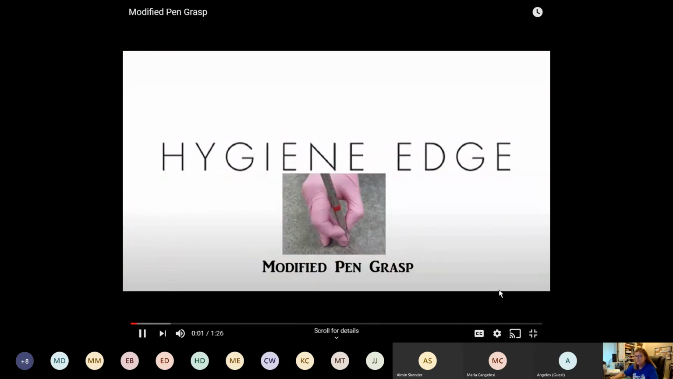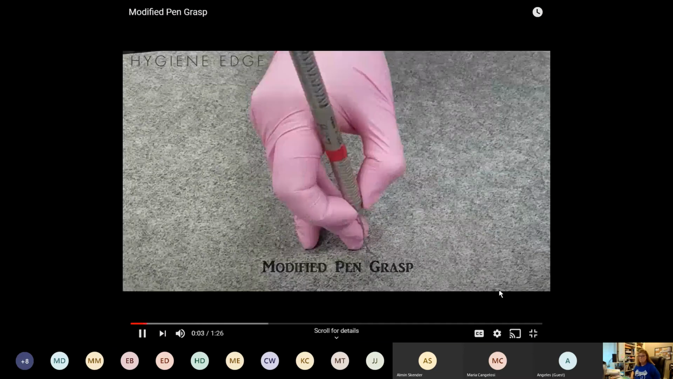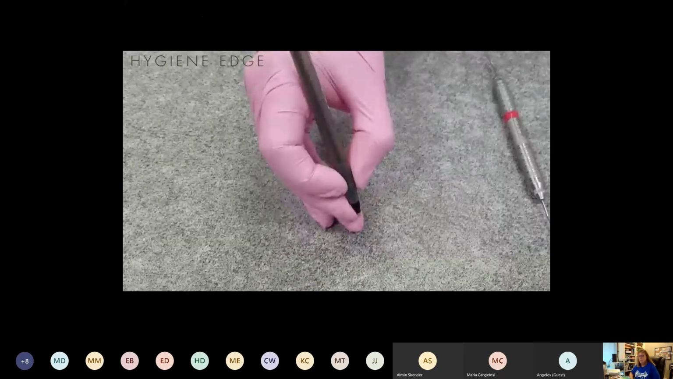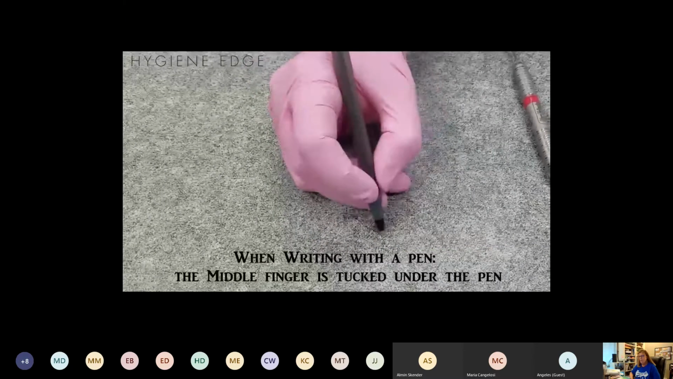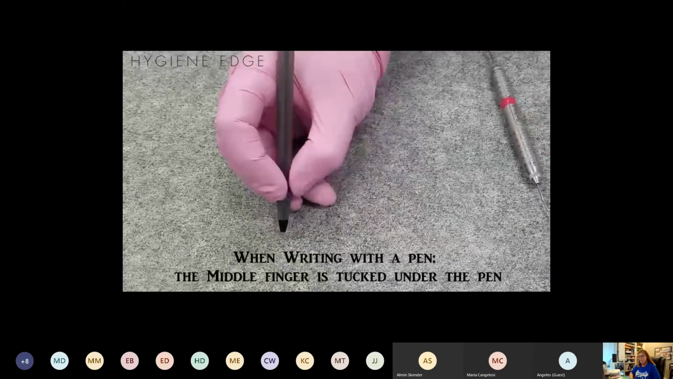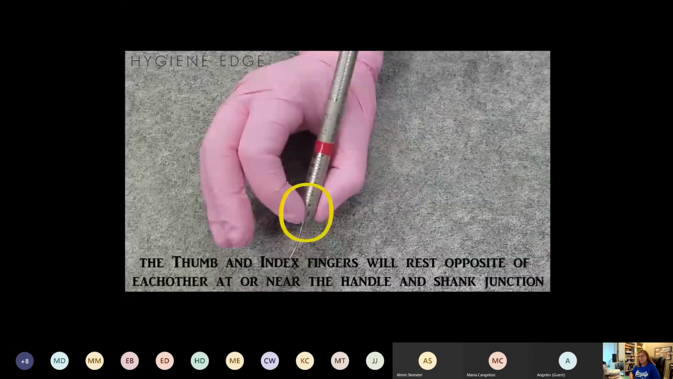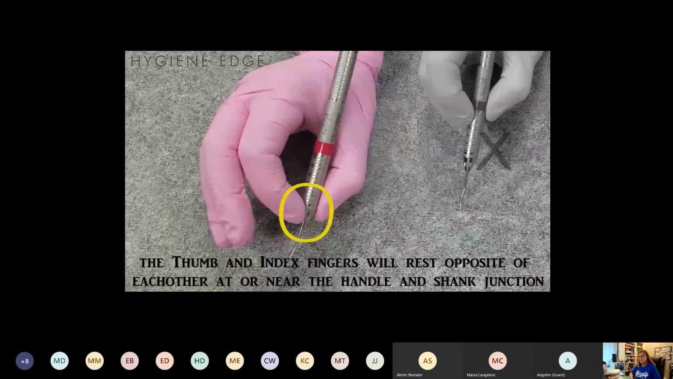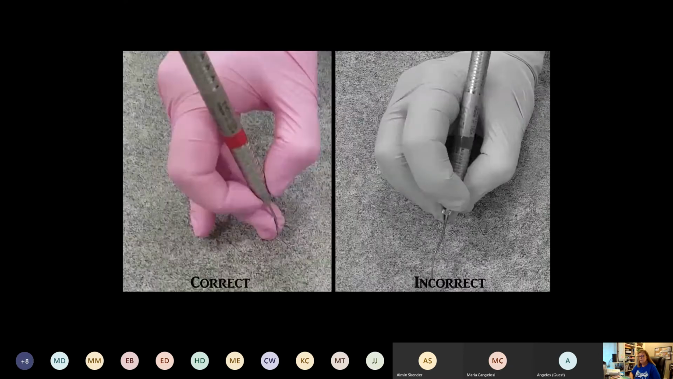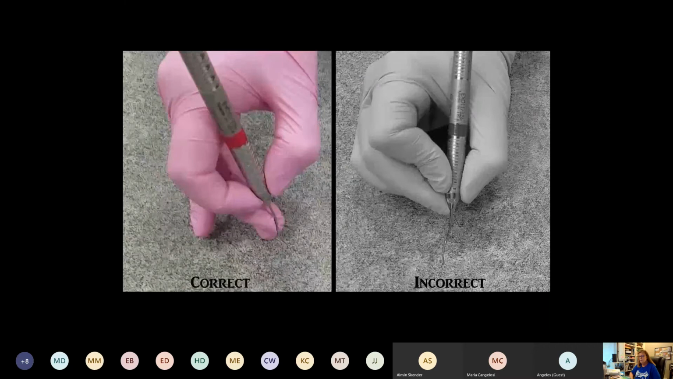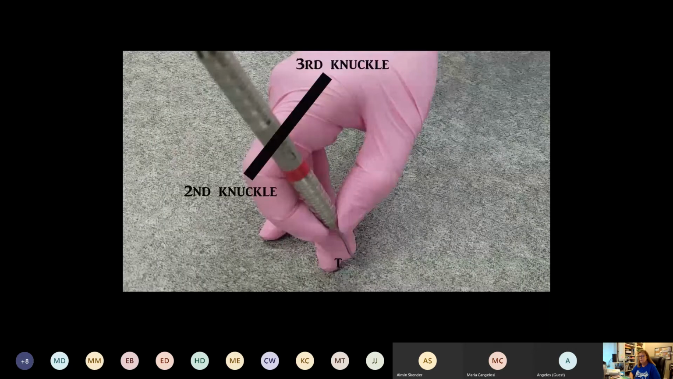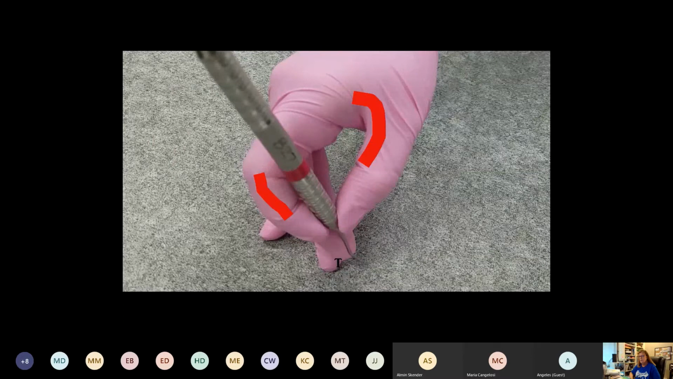You hold all instruments while providing treatment with a modified pen grasp to increase control and reduce musculoskeletal issues. It is called a modified pen grasp because it's similar to holding a pen while writing with a few modifications. The finger pads of the thumb and index finger rest opposite of each other at or near the junction of the handle and the shank. The fingertips shouldn't be touching. The joint should also be relaxed and shouldn't be hyperextended. The handle will rest between the second and third knuckle here. The handle shouldn't go beyond this range.